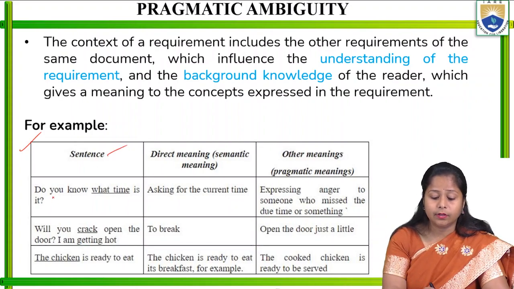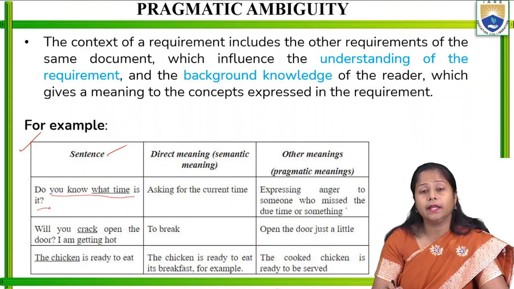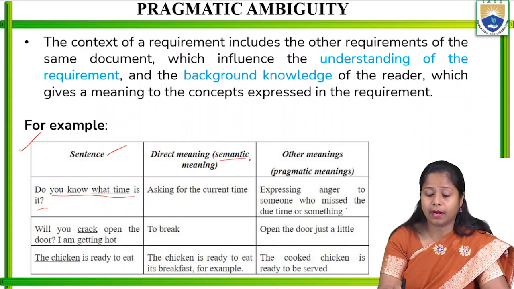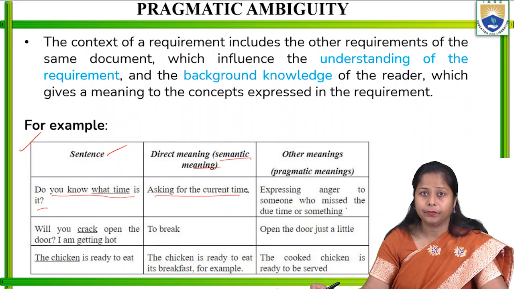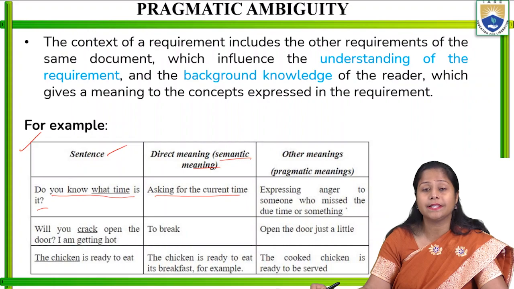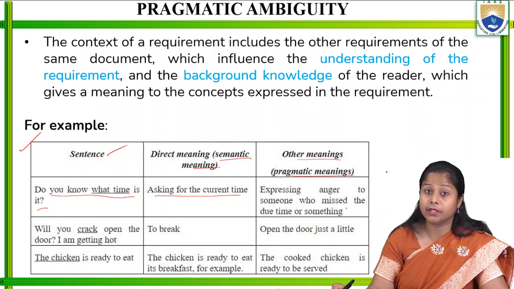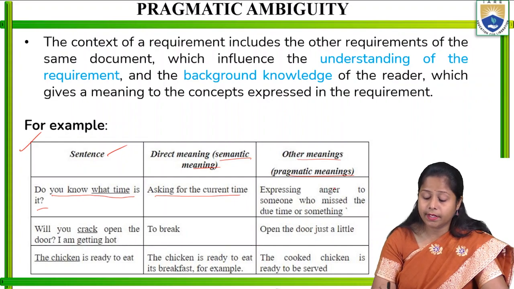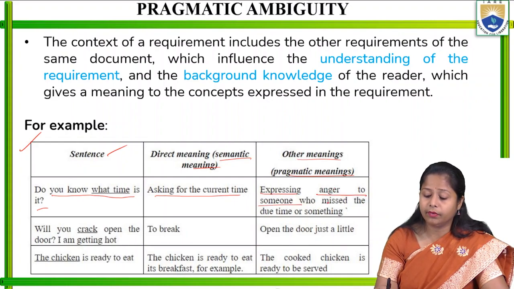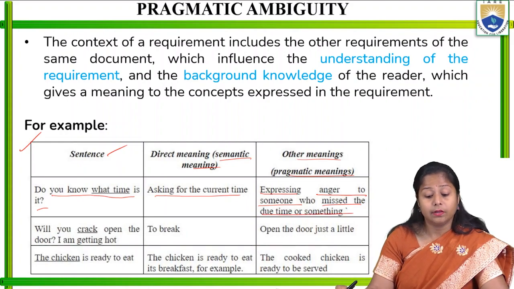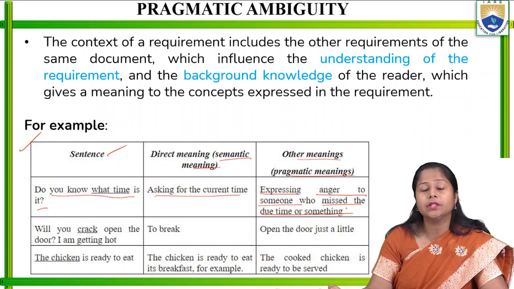The sentence is, "Do you know what time it is?" The direct meaning of this can be the semantic meaning, asking for the current time. The sentence is interpreted as asking what the current time is now. The other interpretation is the pragmatic meaning, with the situation and the context, what the reader is understanding. The reader is understanding it as expressing anger to someone who missed the due time or something. So that can be a different interpretation when interpreting with the sense of the context of that particular sentence.